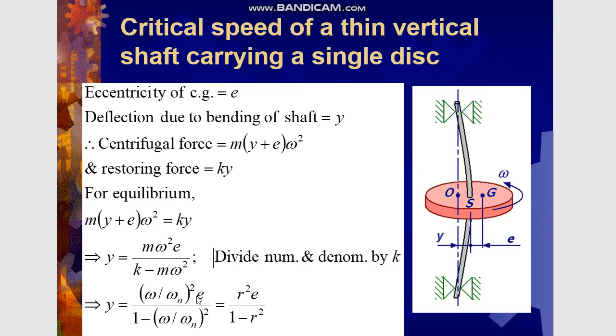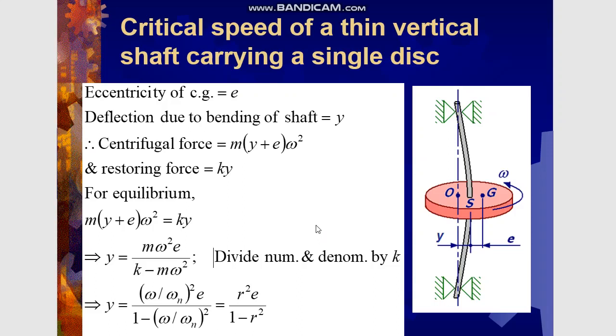The units are of length. It could be millimeters, centimeters, meters, or microns. Whatever units of e we have here, the same units will come for y, because this is a dimensionless quantity. And in the denominator we have 1 minus (omega upon omega n) squared. So if we represent this frequency ratio by r, we have this simplified expression.